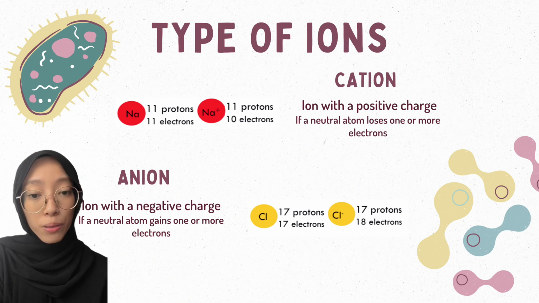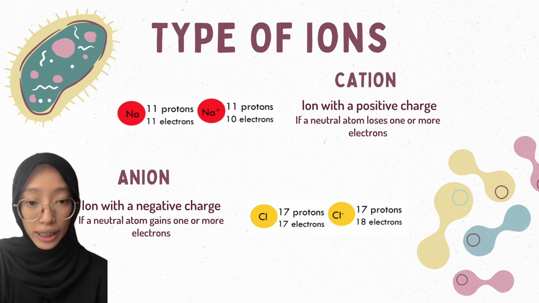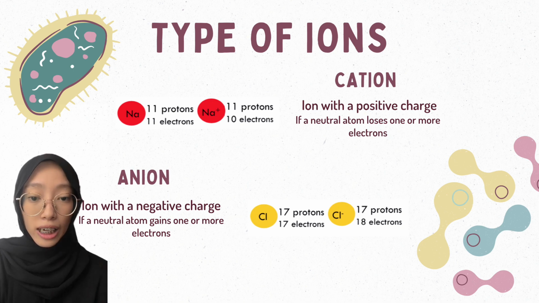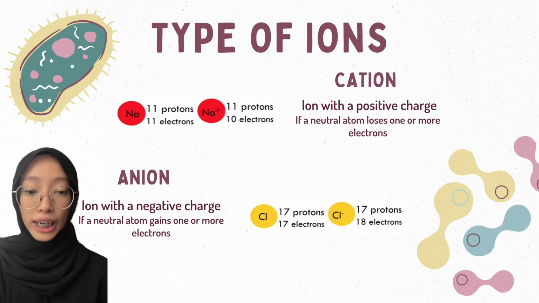A cation is an ion with a positive charge. If a neutral atom loses one or more electrons, it becomes a cation. For example, Na has 11 protons and 11 electrons. It loses 1 electron and becomes Na+. An anion is an ion with a negative charge. If a neutral atom gains one or more electrons, it becomes an anion. For example, Cl has 17 protons and 17 electrons. It becomes Cl- when it gains another electron.